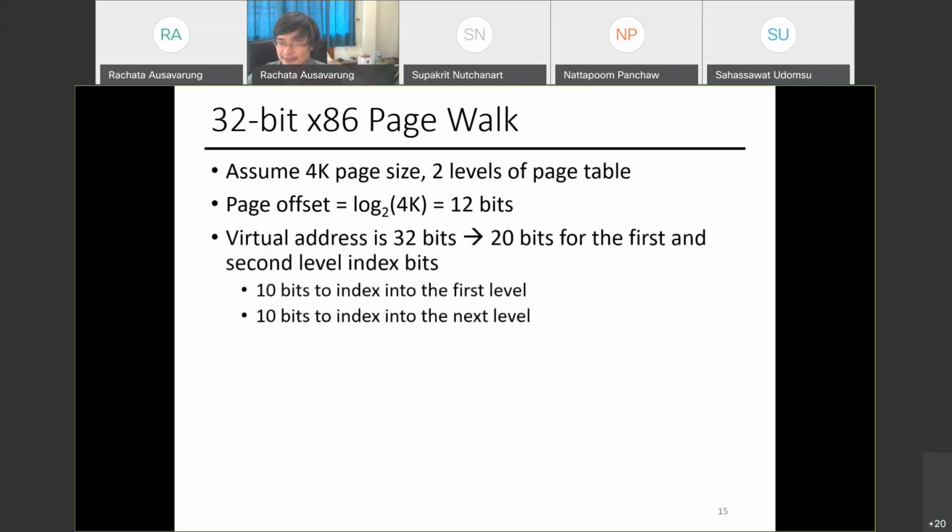20, right? You have a 32-bit machine. You already used the last 12 bits for the page offset, which means that you would be left with 20 bits, and you have 2 levels. So it means that you can actually split them in half and half, right? 10 bits go for the first level, another 10 into the next level.